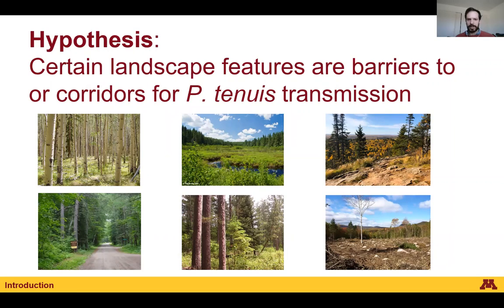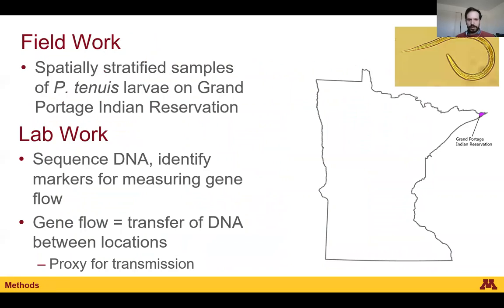tenuis transmission remains unexplored. To understand how landscape features affect transmission, we collected a spatially stratified set of P. tenuis larvae from across the Grand Portage Indian Reservation. We sequenced DNA from those samples and identified locations on the P. tenuis genome that reliably vary between individuals. These genetic variations allow us to infer gene flow between P. tenuis sample locations. Gene flow results from P. tenuis movement, survival, and reproduction, and therefore is a good measure through which to study transmission.